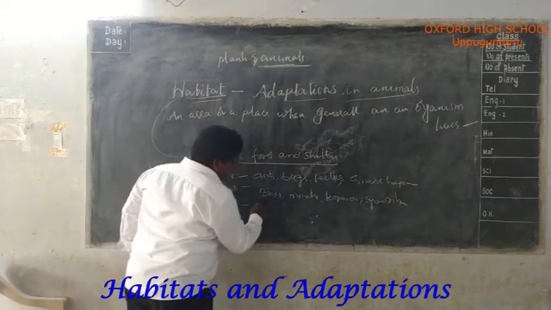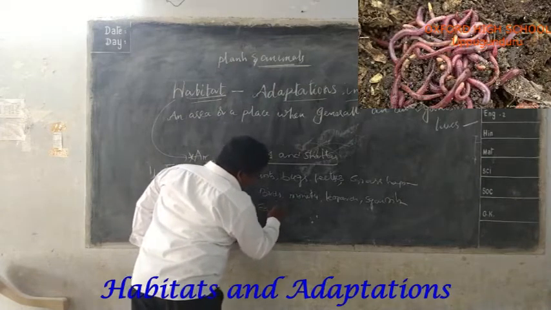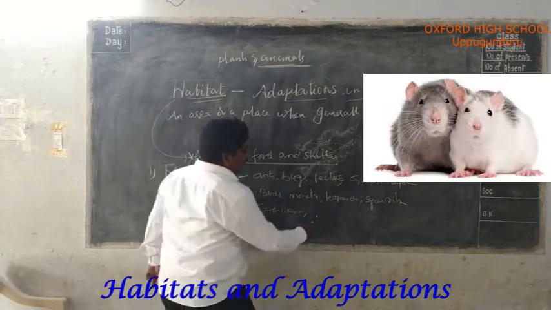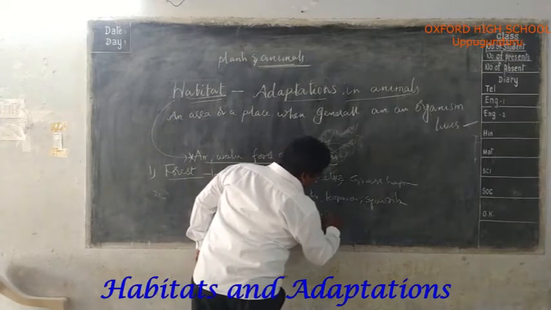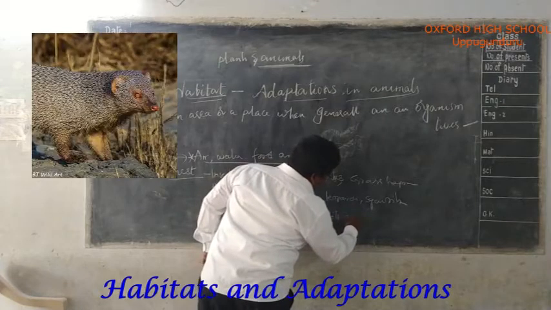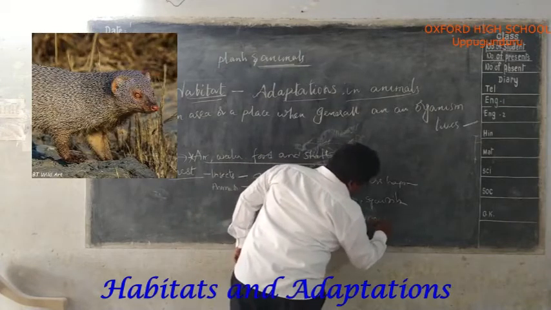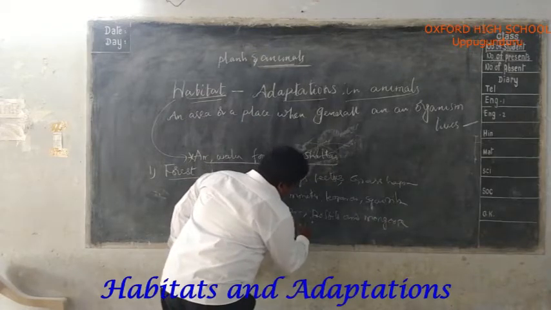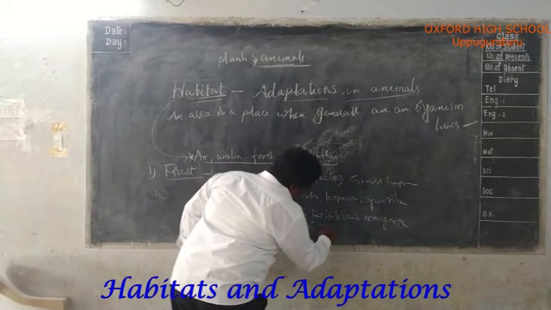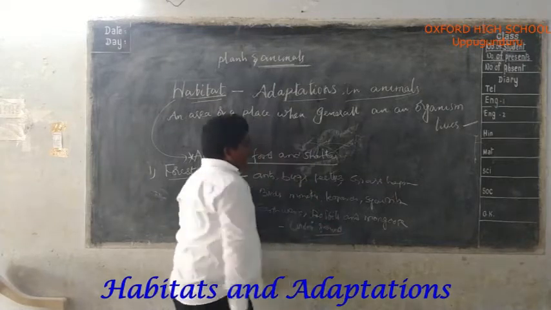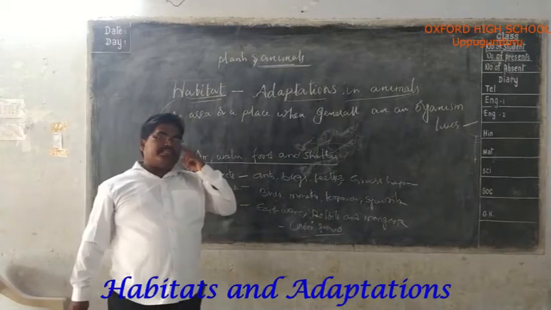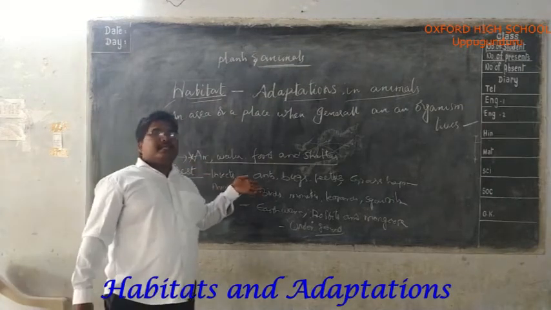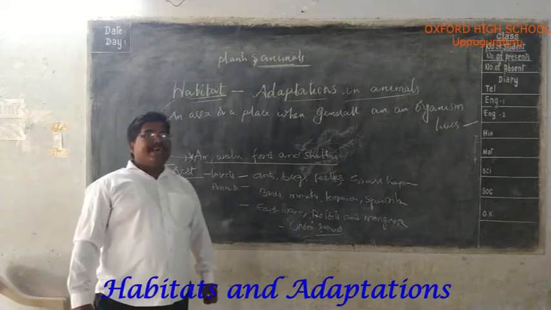And other animals, what are those? Earthworms, rabbits and mongoose. These animals live underground. These are the different types of animals that live in the forest. And lions and tigers are also present in the forest. They live in the caves.